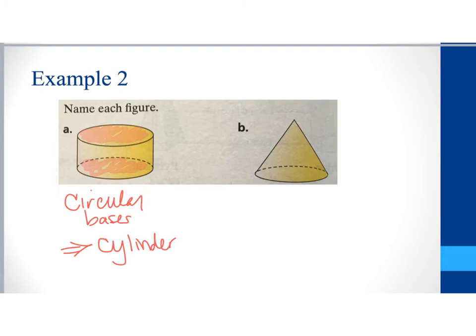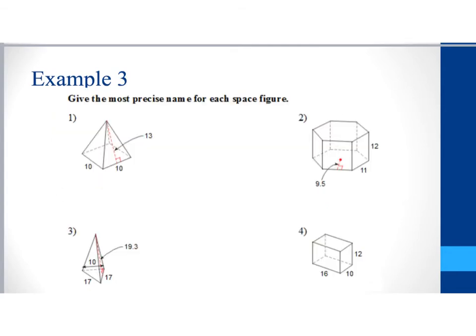And when we look at part B, it has a circular base down here in the bottom, but that circular base is actually going to converge to a vertex. That tells me that we have a cone. So this one here is a cone. And that's exactly what we have to do to name our space figures.